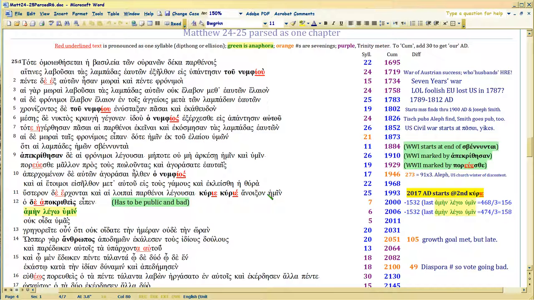Now we apply our parallelism from before. Whoa, we got the same language as was used for Temple Down. And we got yet our fourth Amen Lego Humin, and it's not nice. Its content is Uk Oida Humas, I don't know you. Now this isn't God's omniscience question. This is a Roman practice of repudiation.